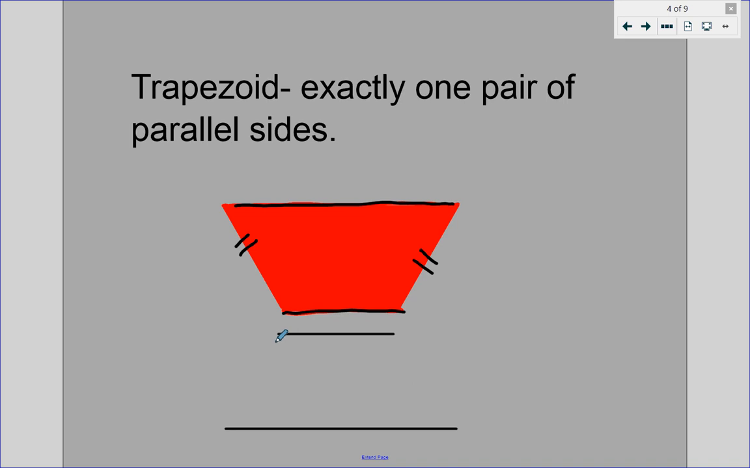If we were going to make our own trapezoid, we would make one set of parallel lines that are not the same length as each other, and then we would just connect them and make ourselves a trapezoid. You can maybe even think of a trap like that. You put something that's smaller on one side and bigger on the other side, and then it's going to trap something inside there. But that's a trapezoid, one set of parallel lines, and the others are not.